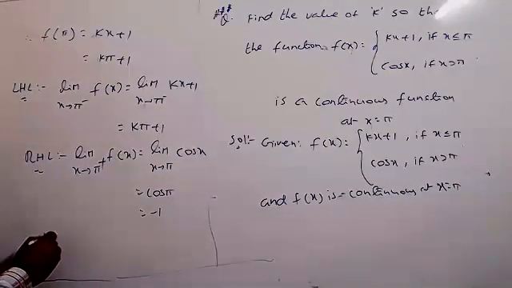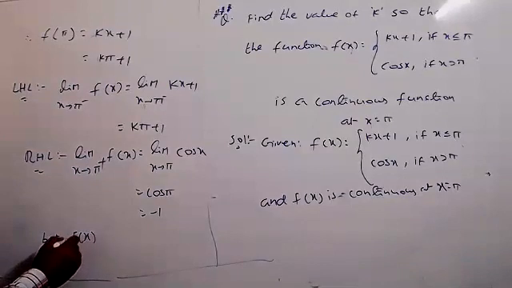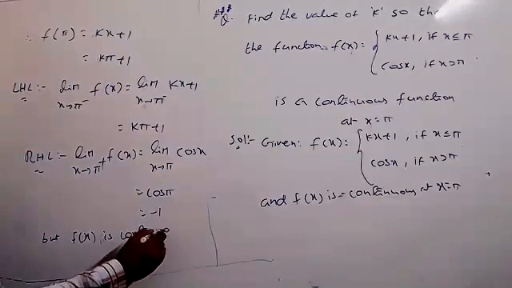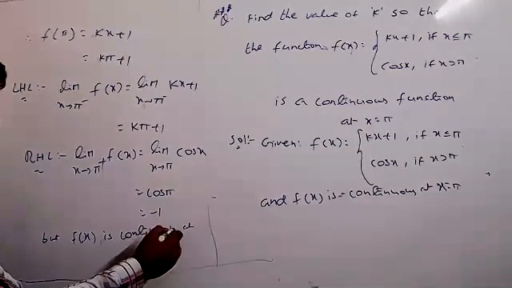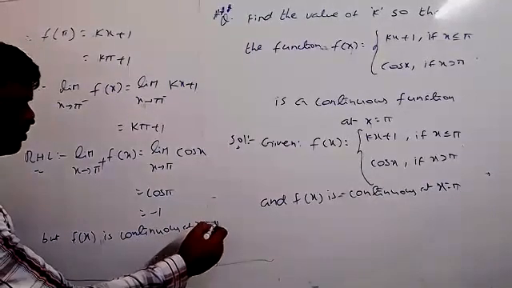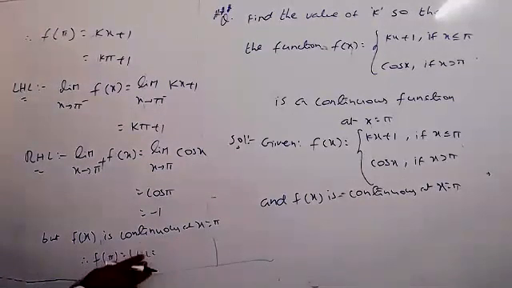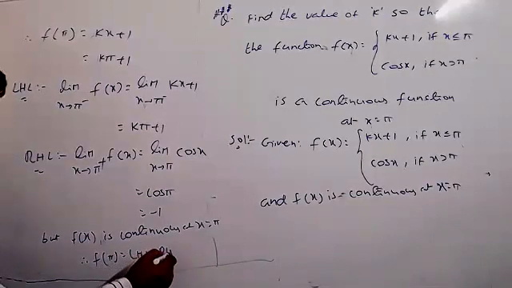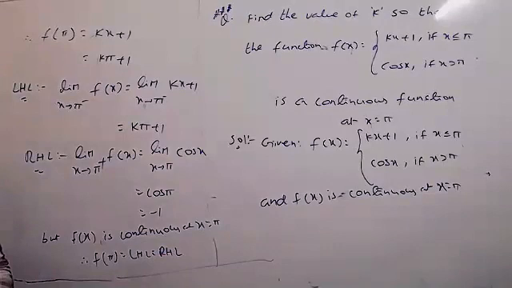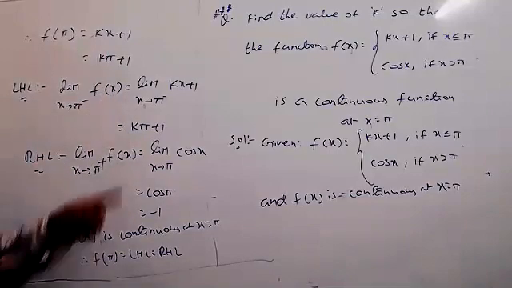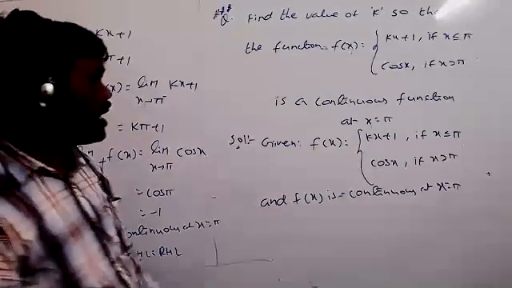So therefore, you can write now, f of x is continuous at x equal to pi. Sorry, x equal to pi. So therefore, you can write f of pi equal to LHL equal to RHL. According to the definition, all three conditions must be equal. But coming to f of pi and LHL, both values are the same, only the RHL is different. So we can directly equate these two values.